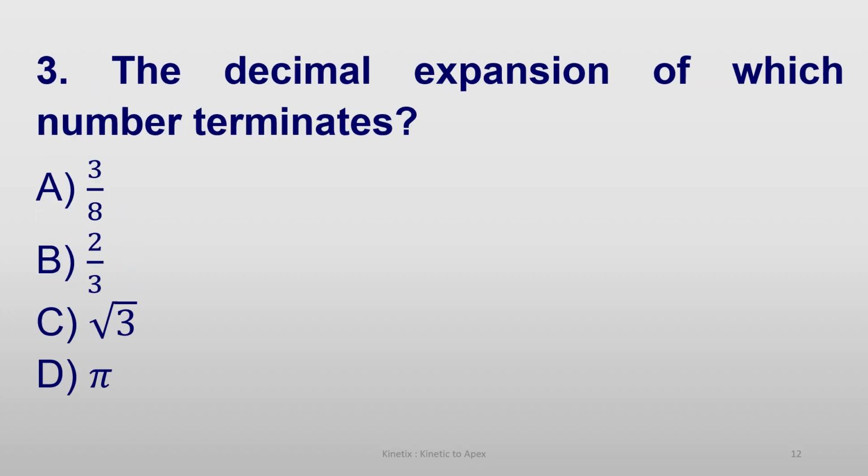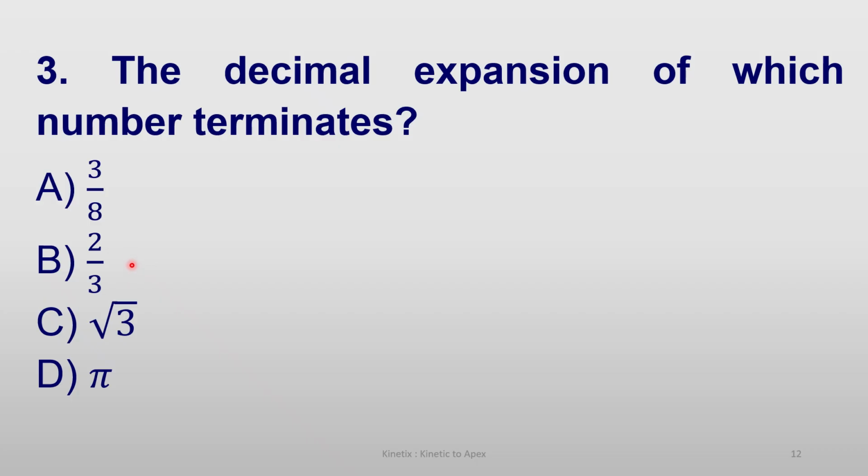Coming to the next question. The decimal expansion of which number terminates? Here in option A, the value is 3 by 8. 3 by 8 means 0.375. Here it terminates. So hence the answer will be A, that is 3 by 8.